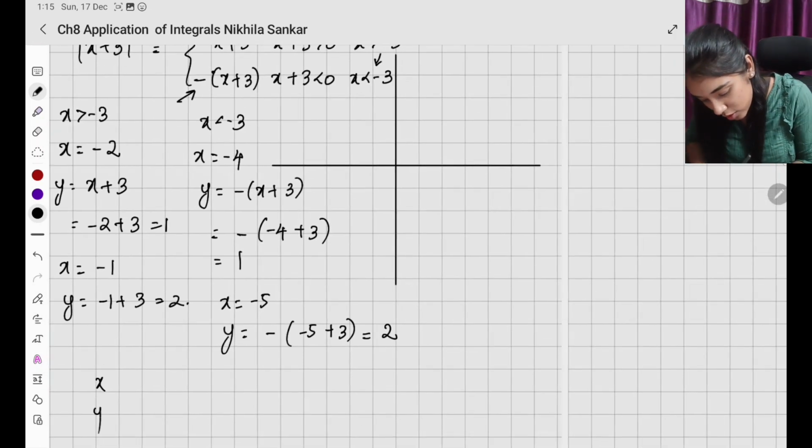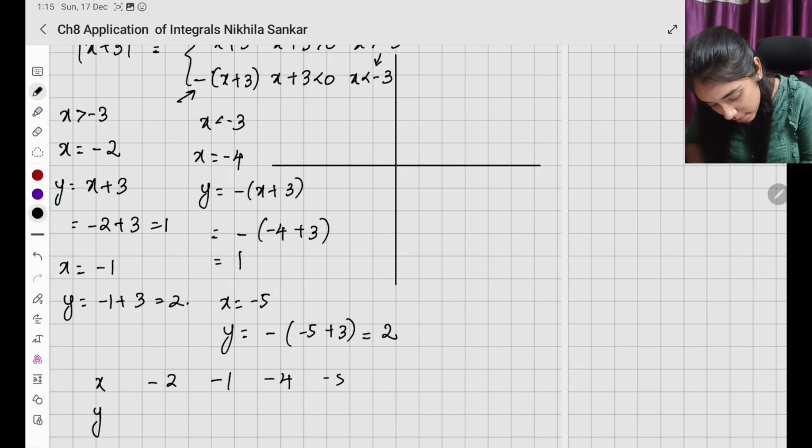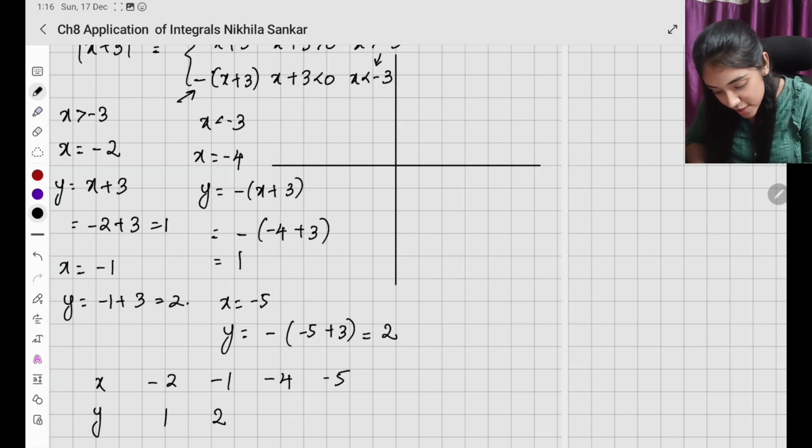Now how does my tabular column look? X and y: the values of x are minus 2, minus 1, minus 4, minus 5. And the value of y when x is minus 2 is going to be 1. When x is minus 1, it is going to be 2. When x is minus 4, it is again going to be 1. And when x is minus 5, it is going to be 2.